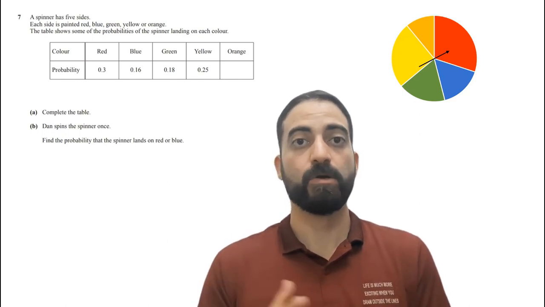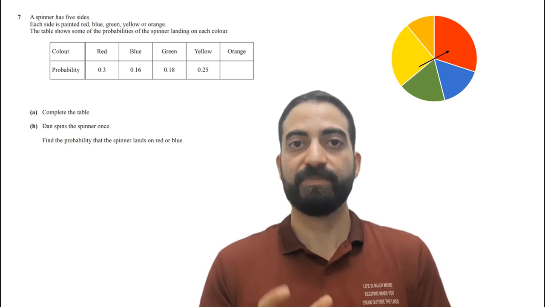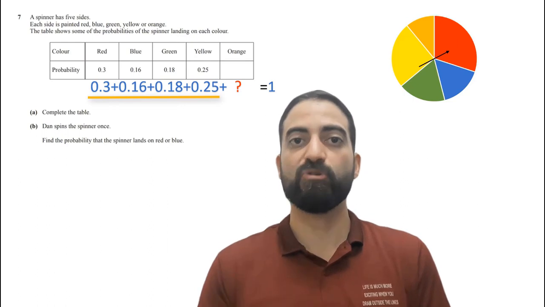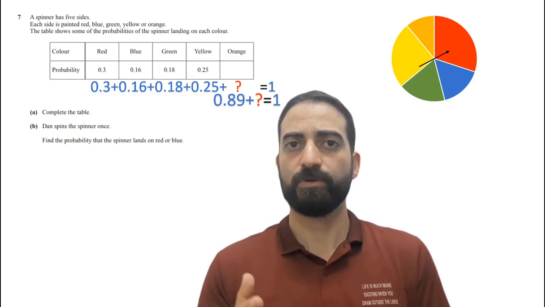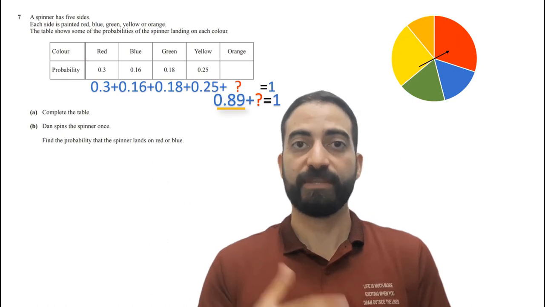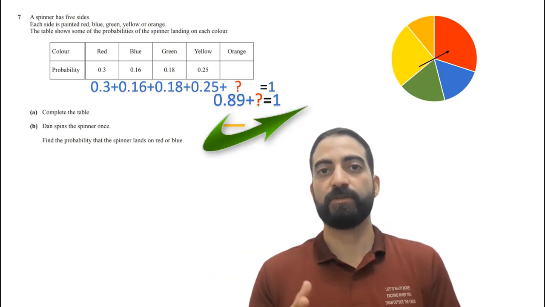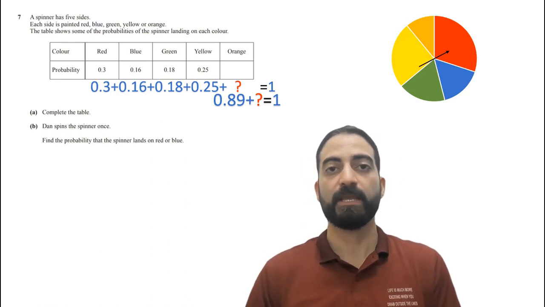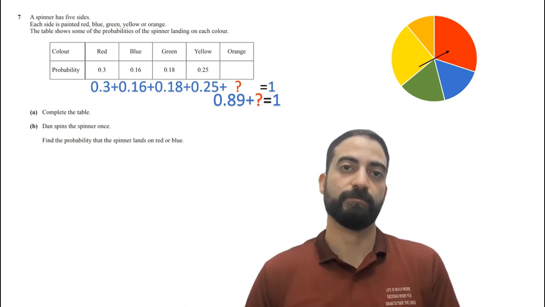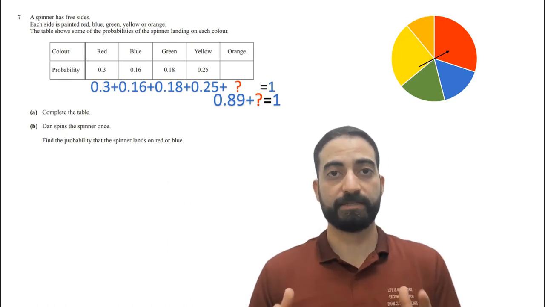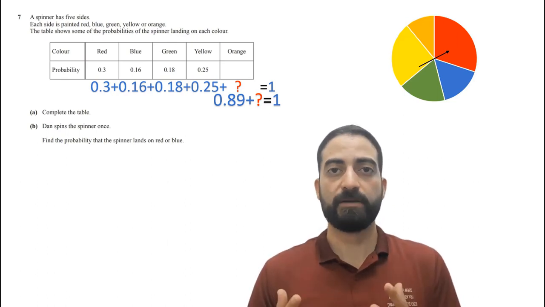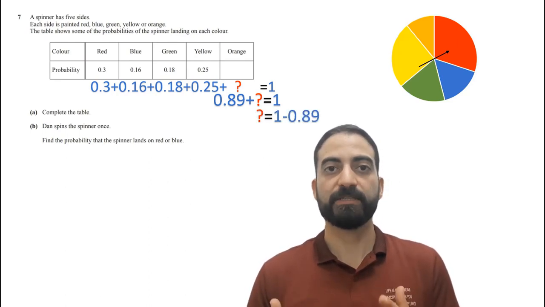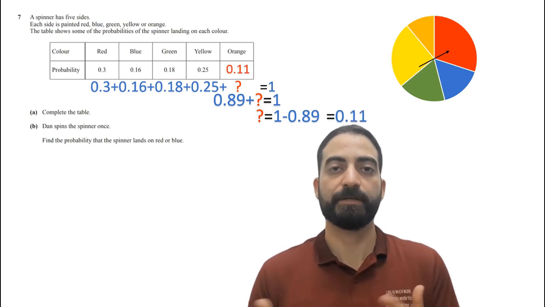We have to remember that all the probabilities in the table must sum to 1. Now we add these numbers and get this equation. Next we move 0.89 to after the equal. As we know, when we change the place of the number from before to after the equal or vice versa, the sign of the number changes. Because the sign of 0.89 is positive, it becomes negative after the equal. And finally, we get the probability of the orange color.